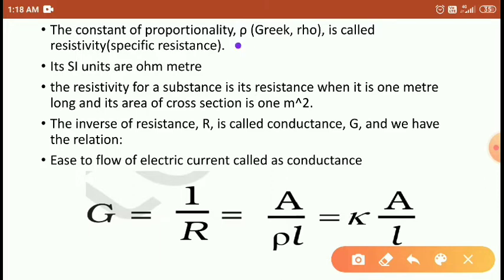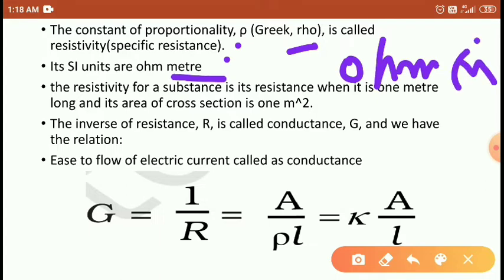The proportional constant rho is also called resistivity, with unit ohm centimeter. The resistivity or rho is the resistance or specific resistance. The SI unit is ohm meter, or you may say ohm centimeter. Ohm meter or ohm centimeter, both are correct.